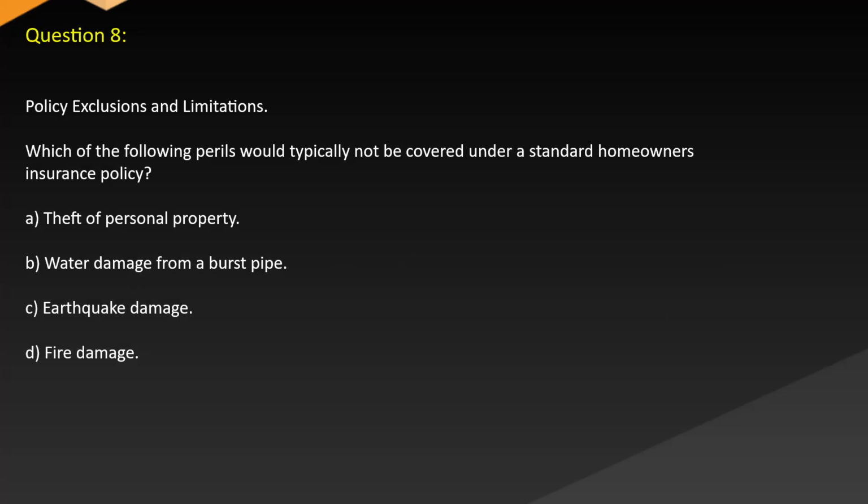Question 8. Policy exclusions and limitations. Which of the following perils would typically not be covered under a standard homeowner's insurance policy? A. Theft of personal property. B. Water damage from a burst pipe. C. Earthquake damage. D. Fire damage.